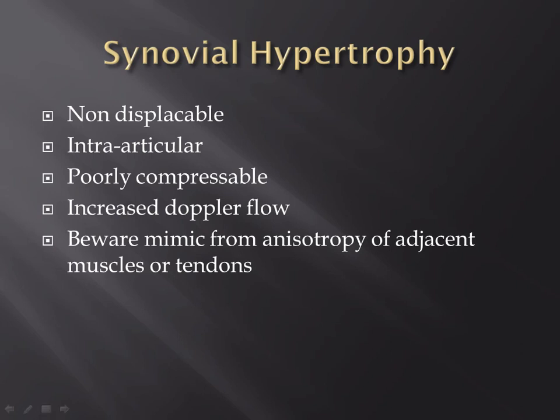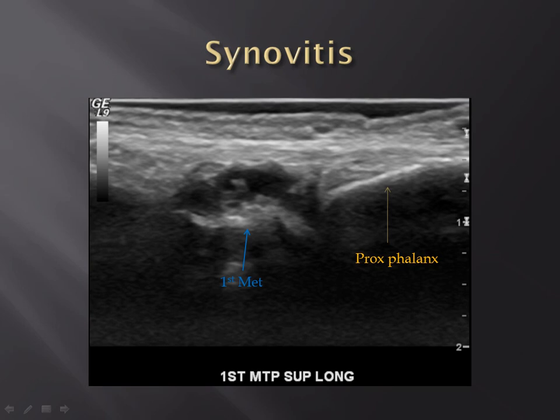Just make sure you're not getting faked out by anisotropy from adjacent muscles. It is possible, especially with the flexor hallucis brevis, if you're around the level of the sesamoids, or the adductor hallucis, that if you're getting anisotropy, it can look like a fluid collection. So really make sure you heel-toe and change your transducer position to make sure what you're seeing is fluid.